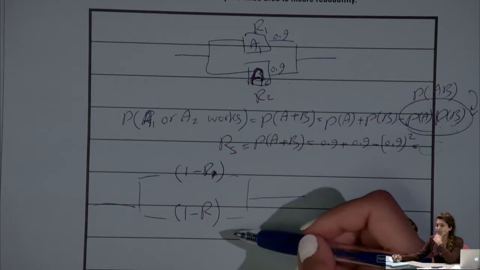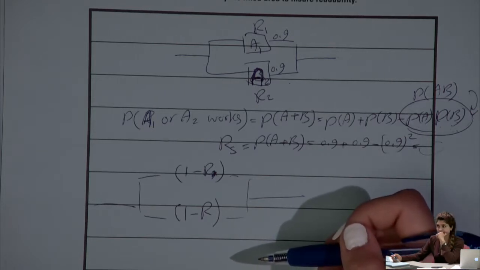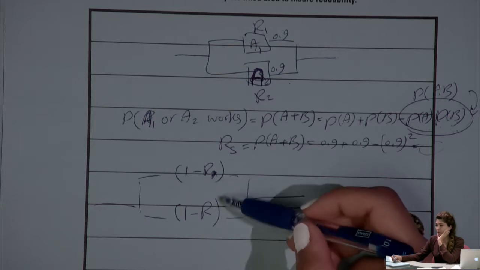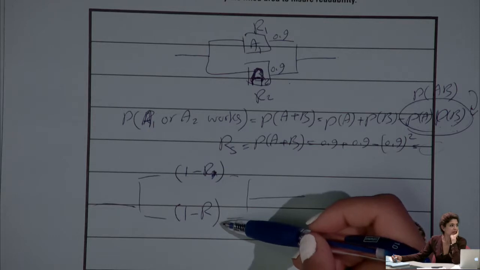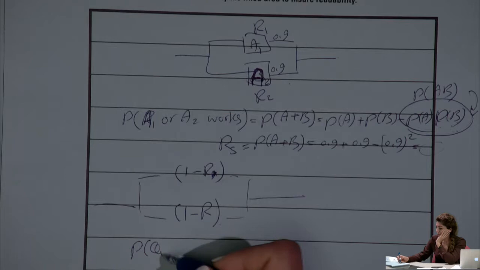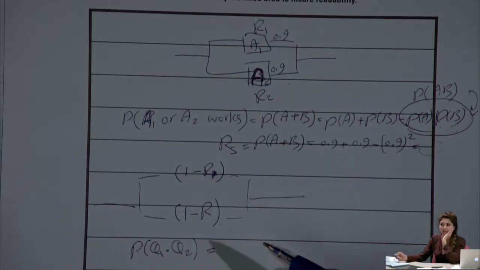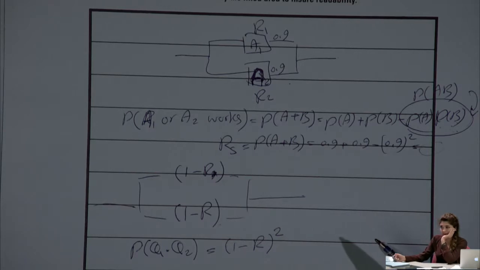Now, what is the probability of the system fails? Follow the formula. So it's going to be when both of them fail together, right? That's the only time the system fails. So it's basically probability of Q1 and Q2. When both of them fail is when the system fails. So this time it's going to be (1 minus R) squared, basically, right?